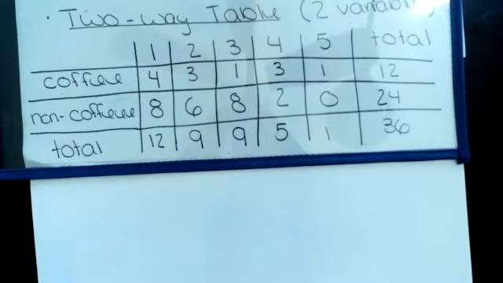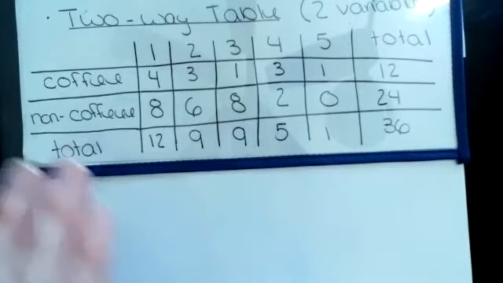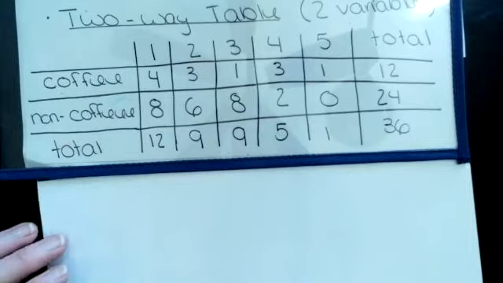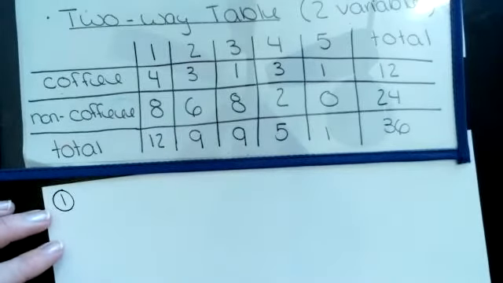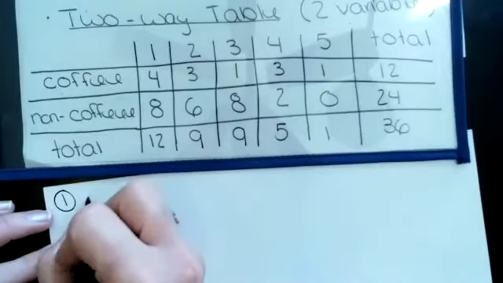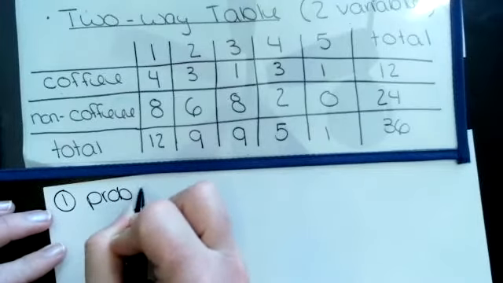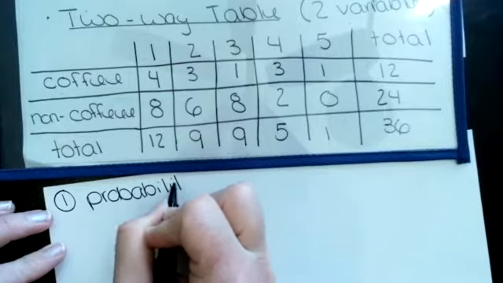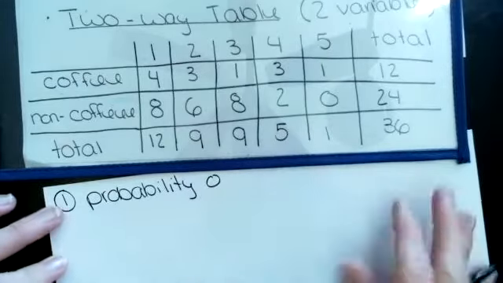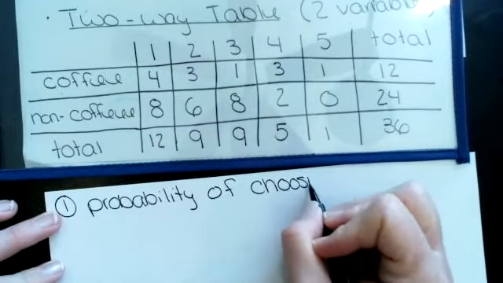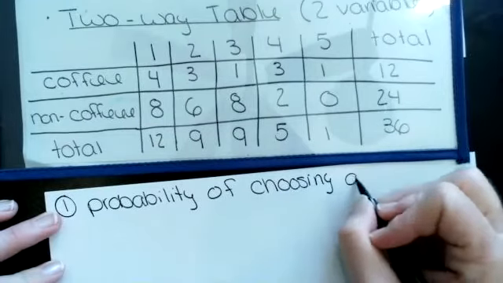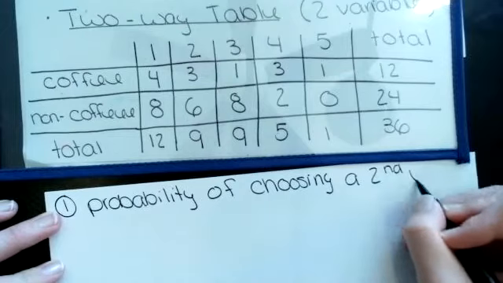All right, so we're going to look at the same problem. We're just going to go further with this problem. I'm going to look at 2 problems first that are very similar to that one we just did, and then take it a little bit further. I want to practice, and we're going to look at using the two-way table. So first, I want to look at the probability of choosing or selecting at random a second year student.